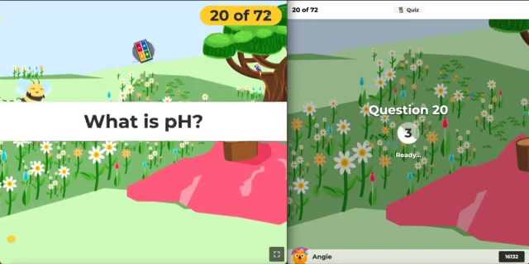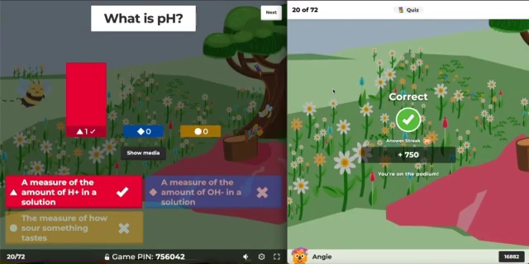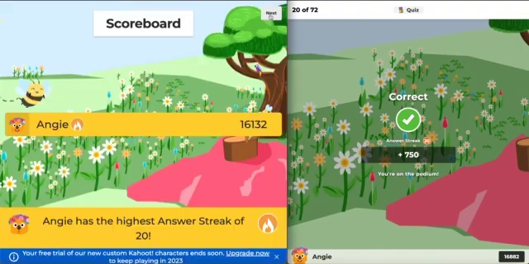Let's move on to the next question. So what exactly is pH? pH is a way of measuring the amount of hydrogen ions that are in a solution. On the contrary, you have OH, which is OH negative. It's another ion. That's how you can neutralize a base. You can identify a base when it has more OH negative than H positive ions.